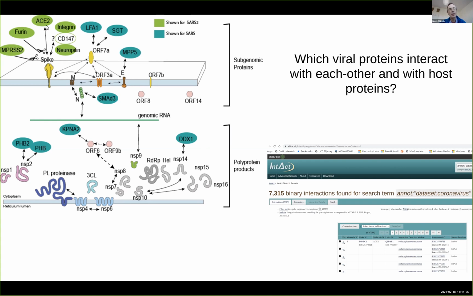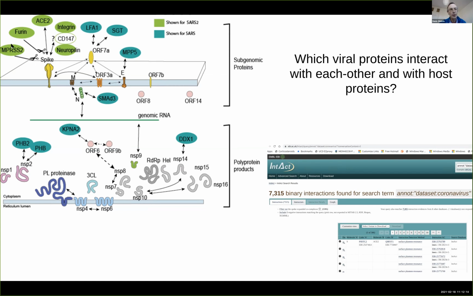ACE2 is a receptor on our cells, which the spike protein seems to bind to. And so it's very important for entry of the virus. And then integrin is postulated to also be involved in binding. I'll talk about that a bit later, and neuropilin also.